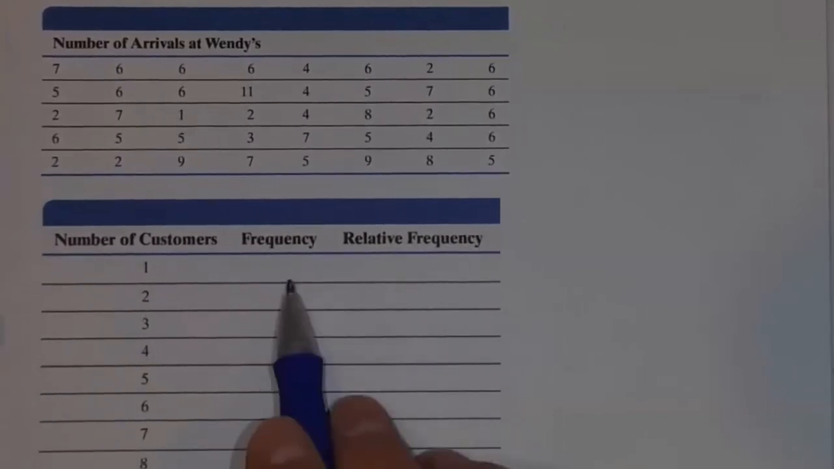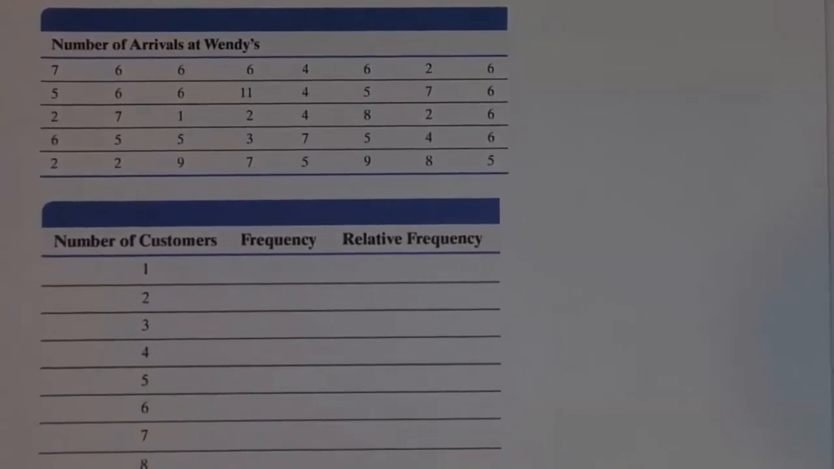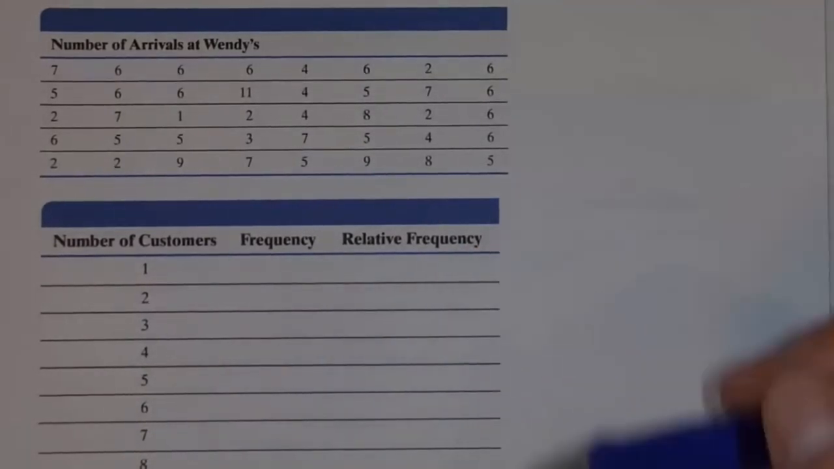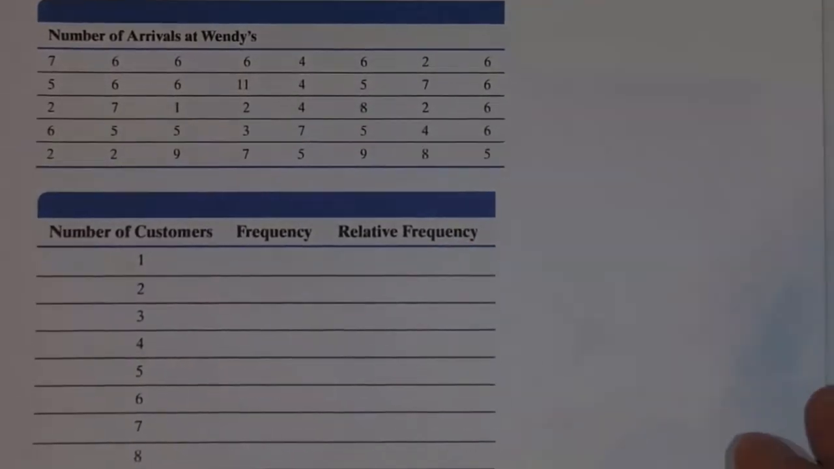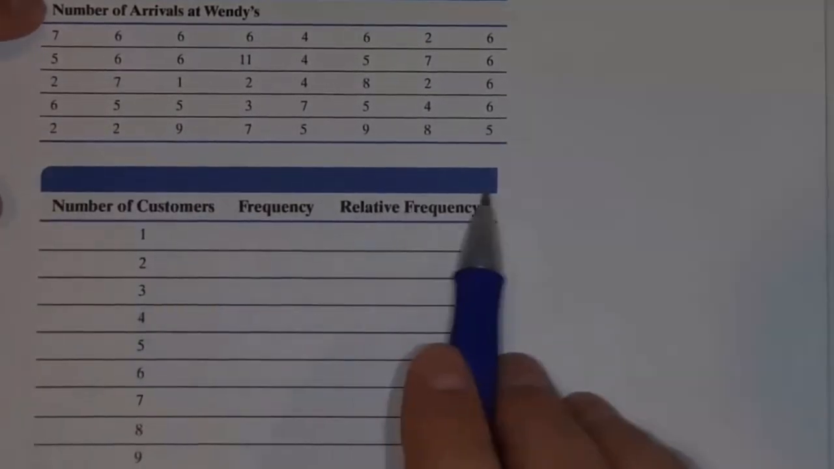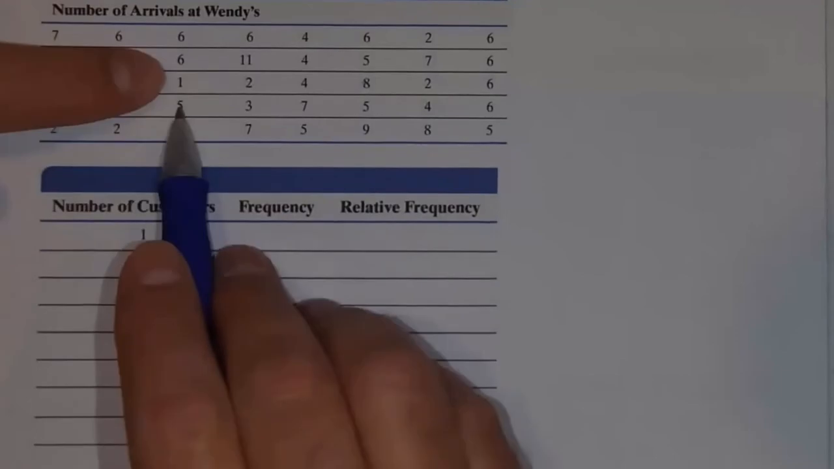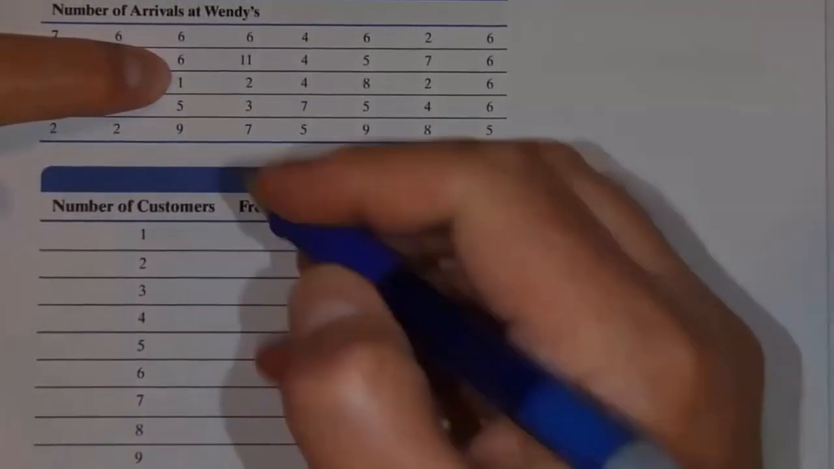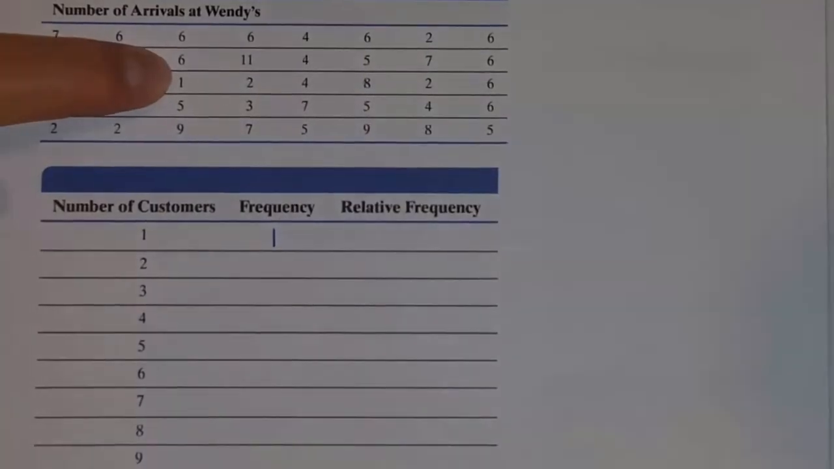So all I'm going to have to do in order to find the frequency is just like we did with qualitative data. I'm just going to go through and count. How many times did I have 1 customer? How many times did I have 2 customers? How many times did I have 3 customers? And so on. And then I can change those frequencies into relative frequencies. So quickly here, I'm just going to go through my data and count. So there's once that we had one customer, and that's it. We had one customer one time.